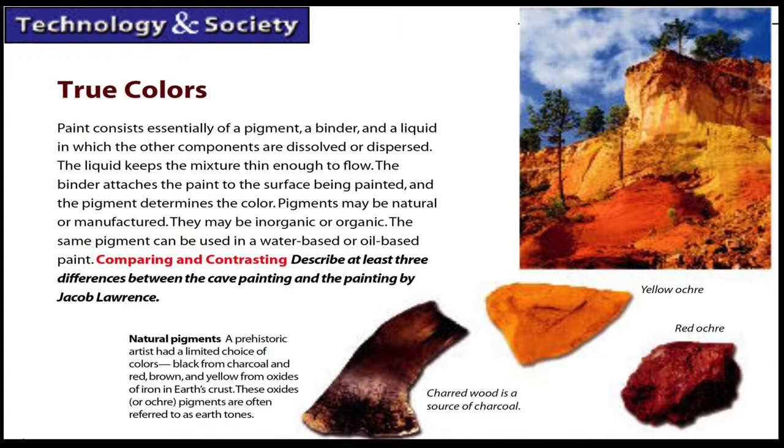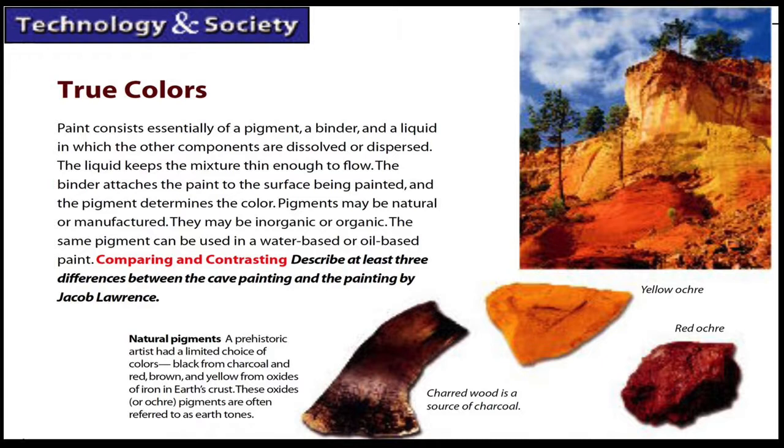Natural pigments. A prehistoric artist had a limited choice of colors: black from charcoal, and red, brown, and yellow from oxides of iron in the Earth's crust. These oxides, or ochre, pigments are often referred to as earth tones. Here, charred wood is a source of charcoal. Here's an example of yellow ochre and red ochre.